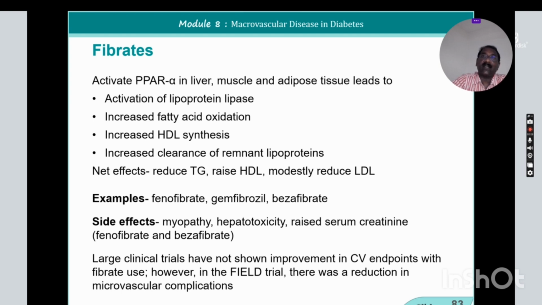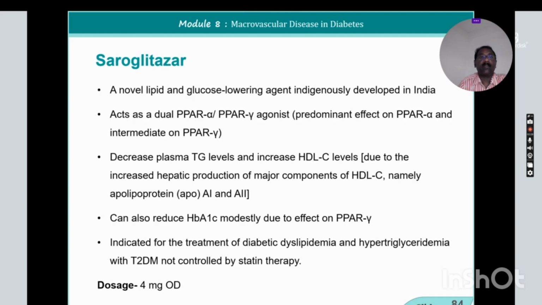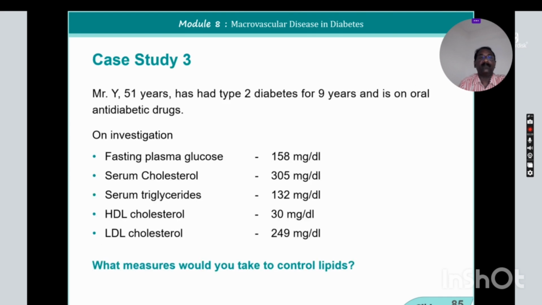In the same way, for rosuvastatin we have one trial called the JUPITER trial. Now see saroglitazar. This is a dual PPAR alpha and gamma agonist. It reduces both the diabetes as well as the hypertriglyceridemia. Dose is 4 milligrams OD.